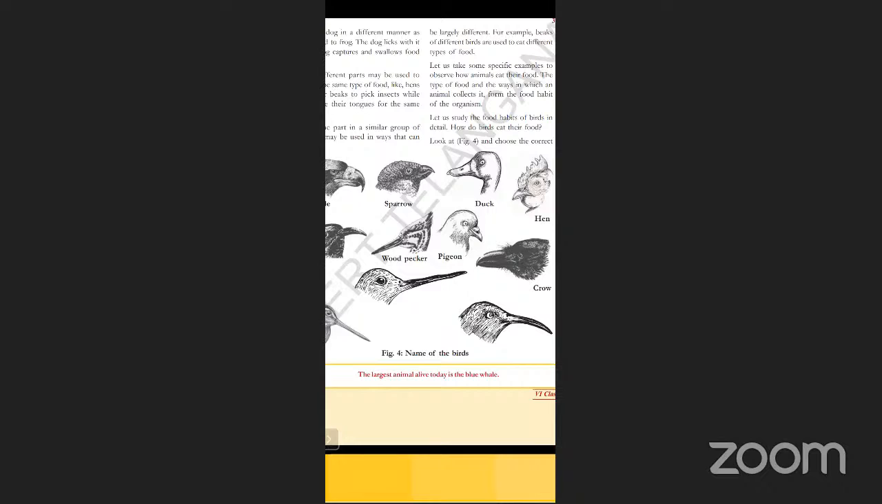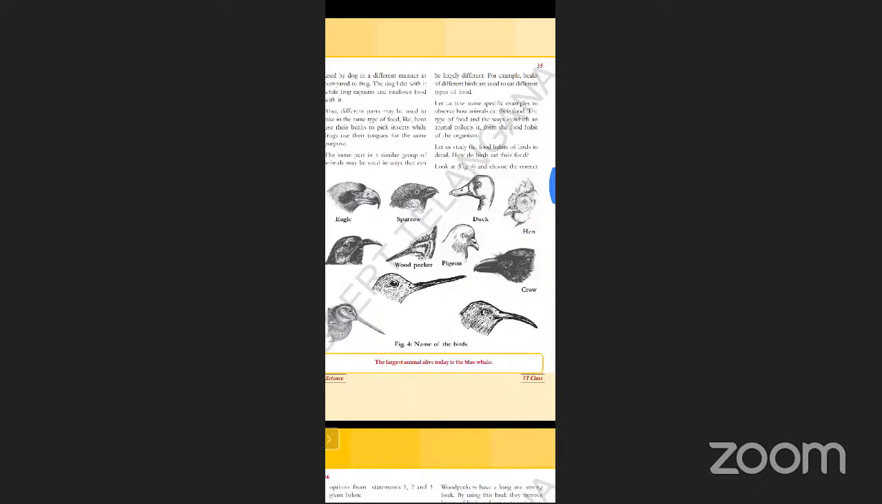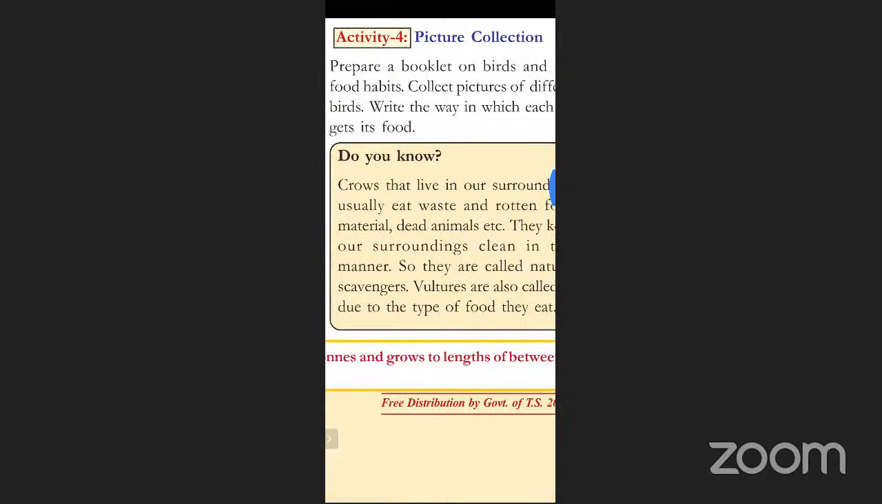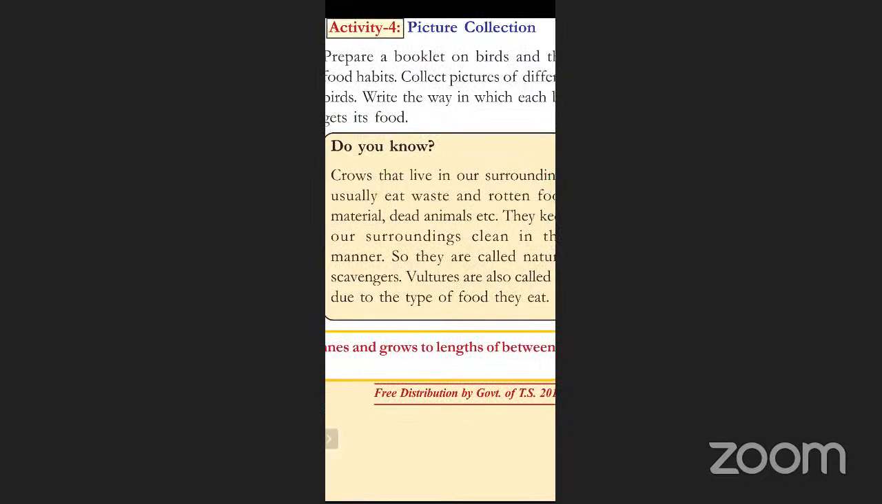Then how will a crow collect food? You know the important points about the crow. Crow is called the natural scavenger. You know, children, so let us learn about that point. See, crows that live in our surroundings usually eat waste and rotten food materials, dead animals, etc. We keep our surroundings clean in this manner, so they are called natural scavengers. Vultures are also called so due to the same type of food they eat.